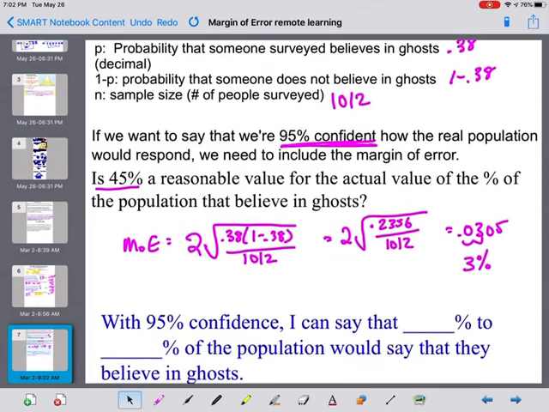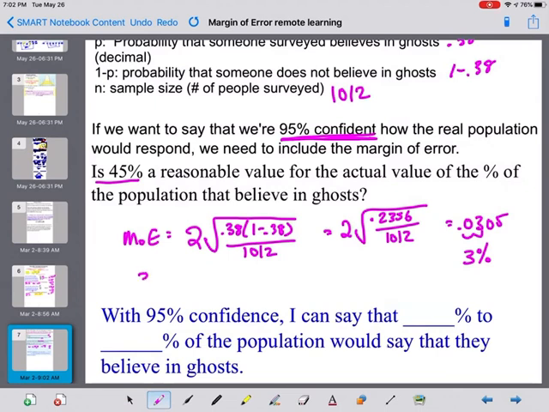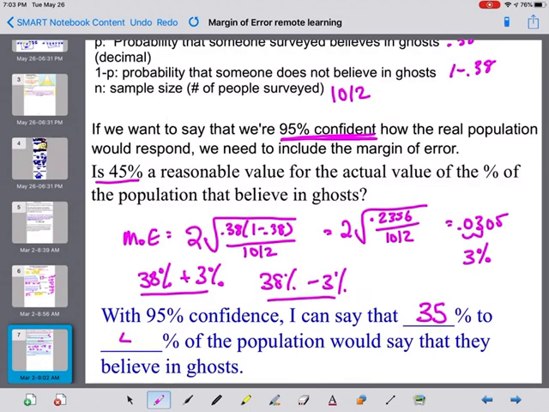So 38 was the average, okay? So 38% plus 3% and 38% minus 3%. So with 95% confidence, I can say that when I did minus, I got 35%. When I did plus, I got 41%. So between 35% to 41% of the population would say that they believe in ghosts. Is this within that range? No. So this is not reasonable.